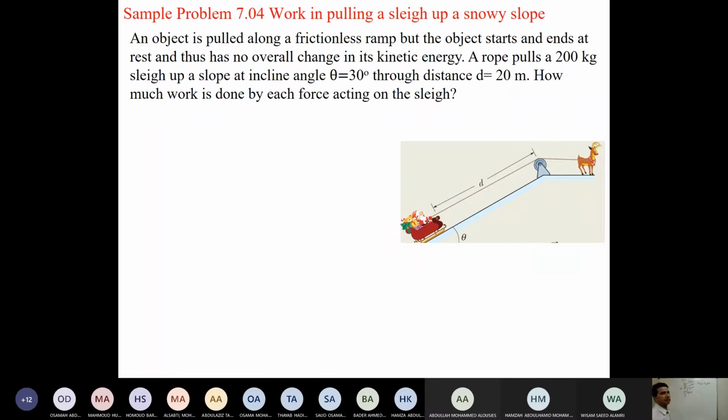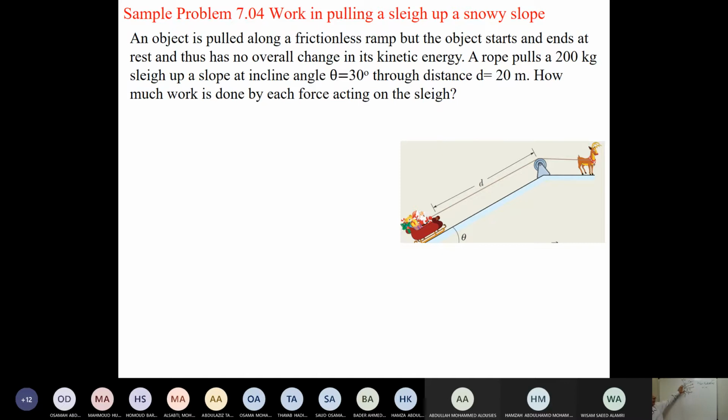How much work is done by the normal force? Is it zero? It is zero because the displacement and the normal force are making 90 degrees with each other. So cosine 90 is zero. Therefore, the work done by the normal force is zero.